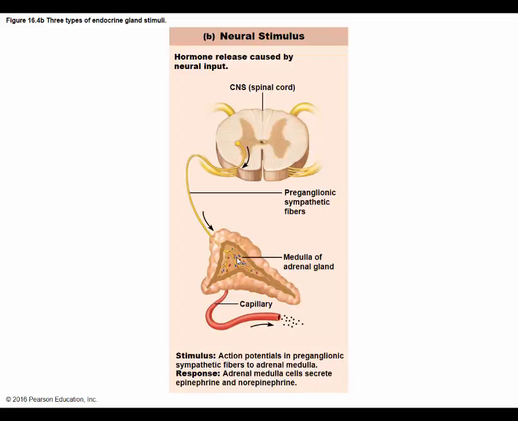So the nervous system is what stimulates the adrenal gland to secrete epinephrine. We call that a neural stimulus because it's an action potential through a neuron that stimulates that endocrine gland to secrete its hormone, and in this case, epinephrine is being secreted.